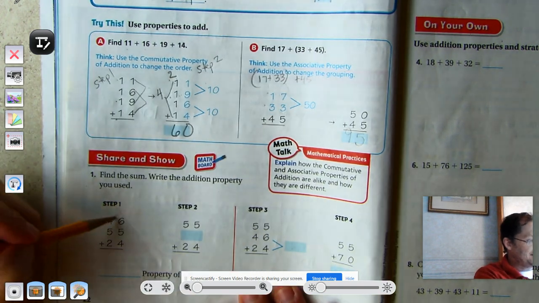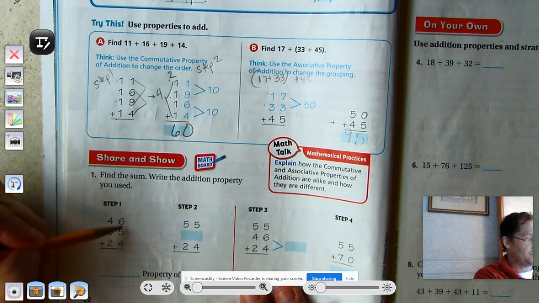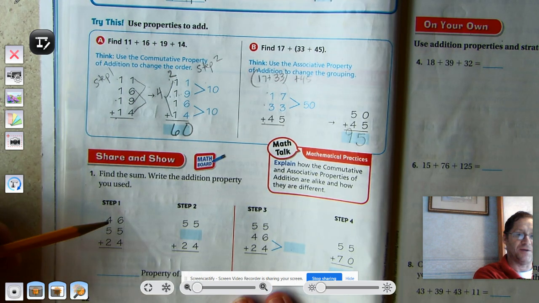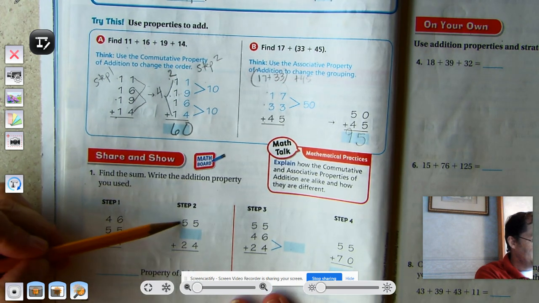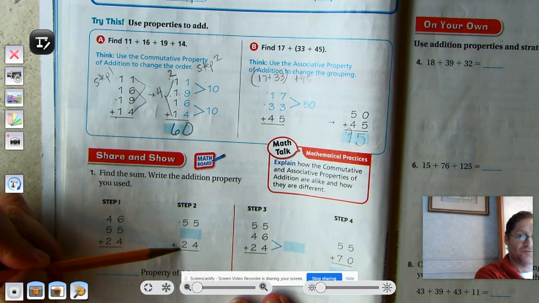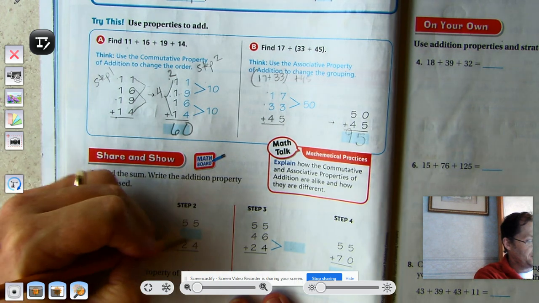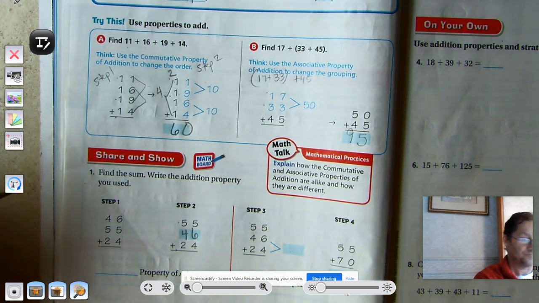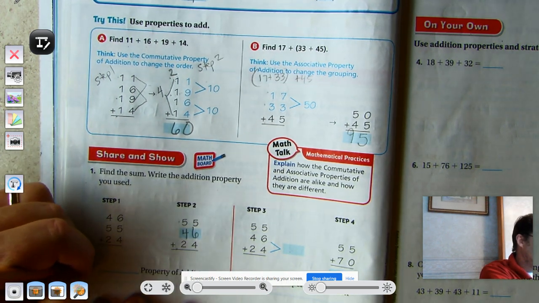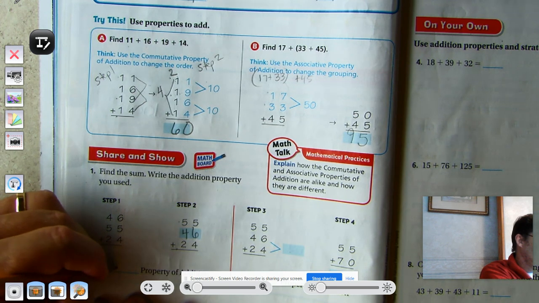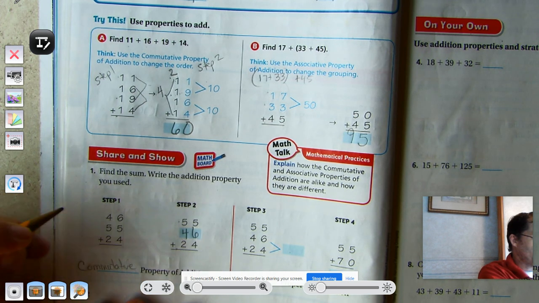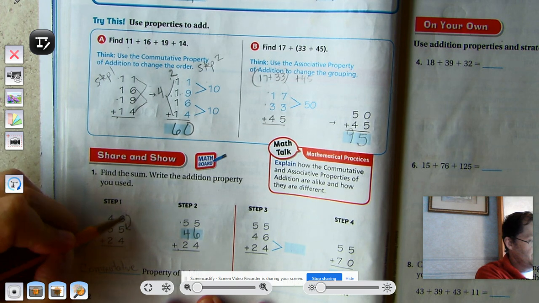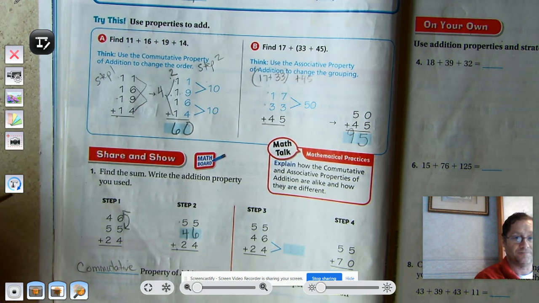So when I'm looking at this, step 1, I see that the numbers have been placed in a column by place value. And then I see here they've got 55 and 24. So they've switched the order of the two digits. So that's the commutative property of addition.